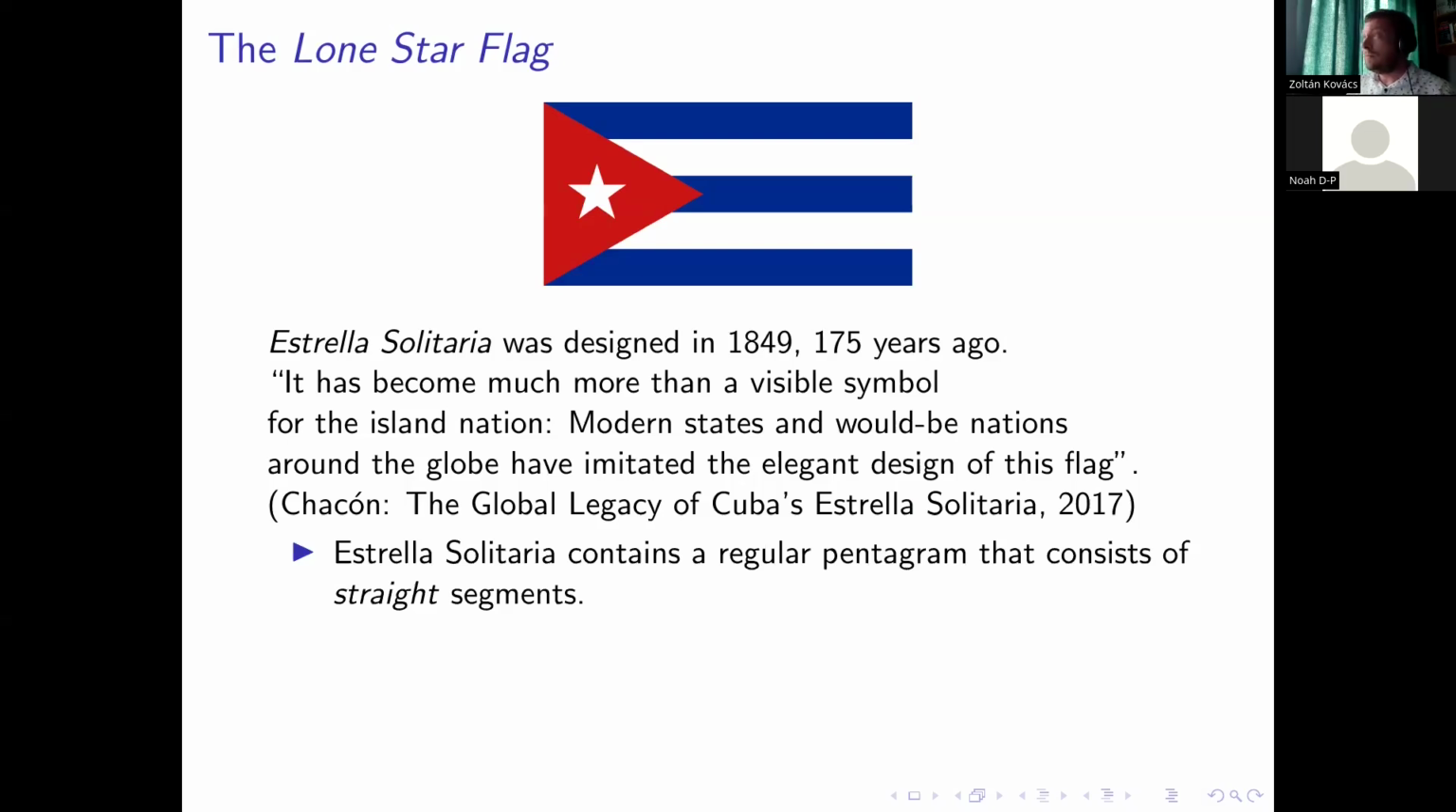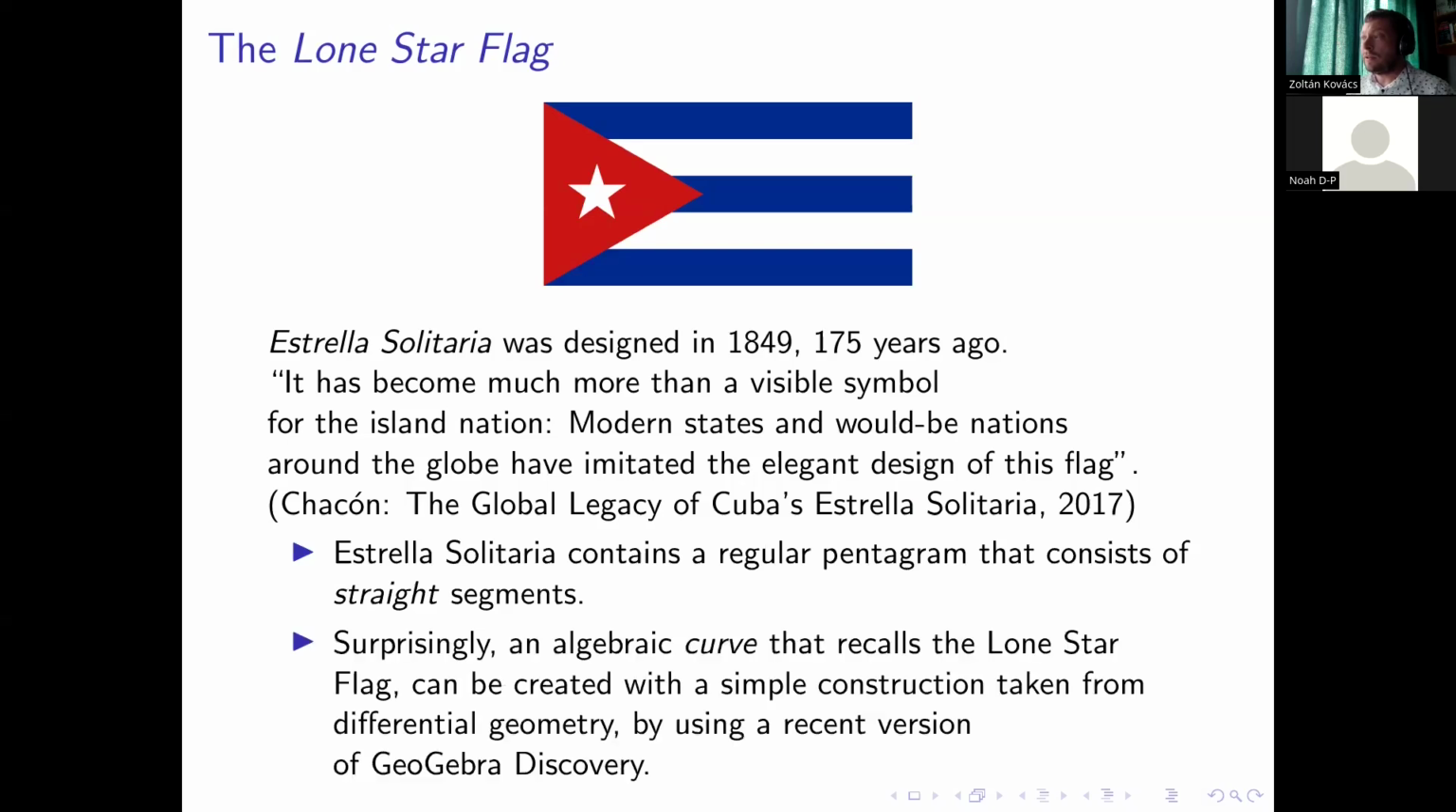Well, we will talk about not a straight segment containing the pentagram, but a different creature, a different form, and it is an algebraic curve that is a bit similar to this Estrella Solitaria, the Lone Star flag. The difference is that we have curves at the bordering parts of this. Well, we will introduce a special version of GeoGebra. It is called GeoGebra Discovery.